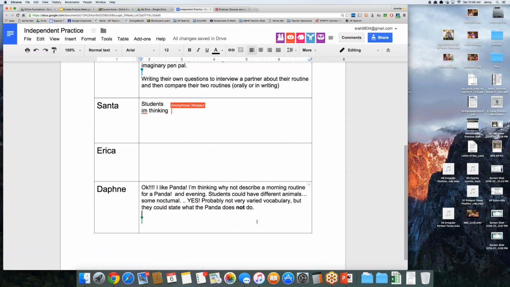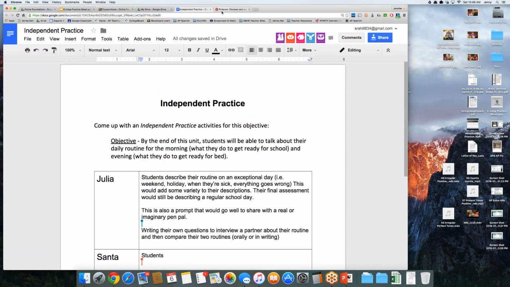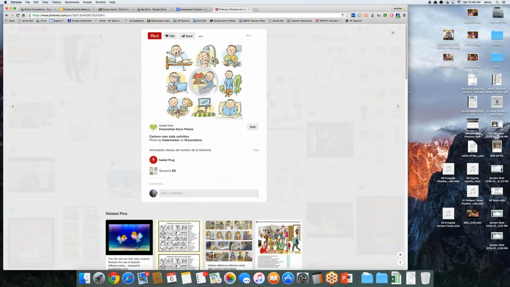And so I'm just thinking. So while you're thinking, I think that one of the hardest things is clarifying what's the difference between guided practice and independent practice. Okay, I get that they're doing it by themselves, but is anything they do by themselves independent practice? Well, no. I just found this picture on Pinterest of a man doing his daily routine. If I were to say, okay, students, here's this picture, take it home and write a paragraph about what he does for his daily routine, would that or would that not be independent practice?